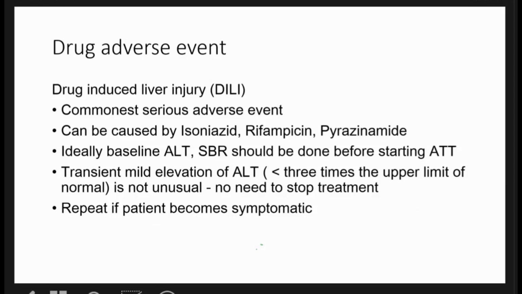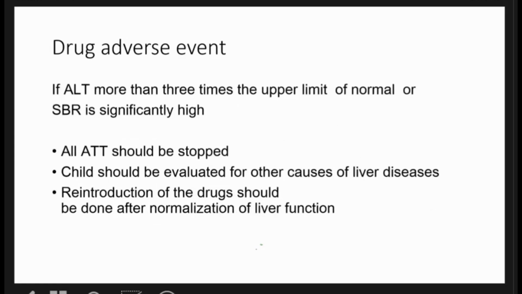Drug adverse effects: drug-induced liver injury is the commonest adverse effect in pediatric practice. Here also things are managed as in adults, not much difference. We should stop all the anti-TB drugs if the ALT level is more than 3 times the upper limit of normal or serum bilirubin is high. The child should be evaluated for other causes of liver disease like Wilson's or other liver problems, and reintroduction should be done after normalization of liver function.